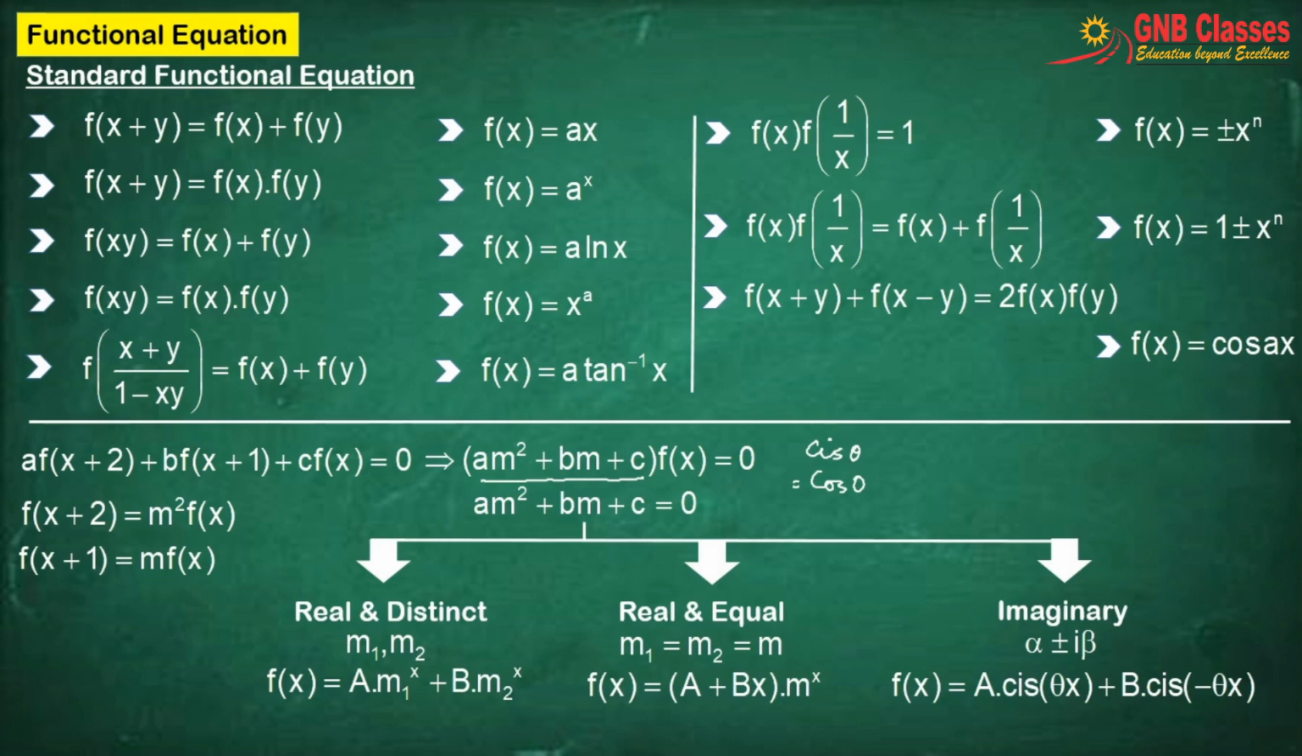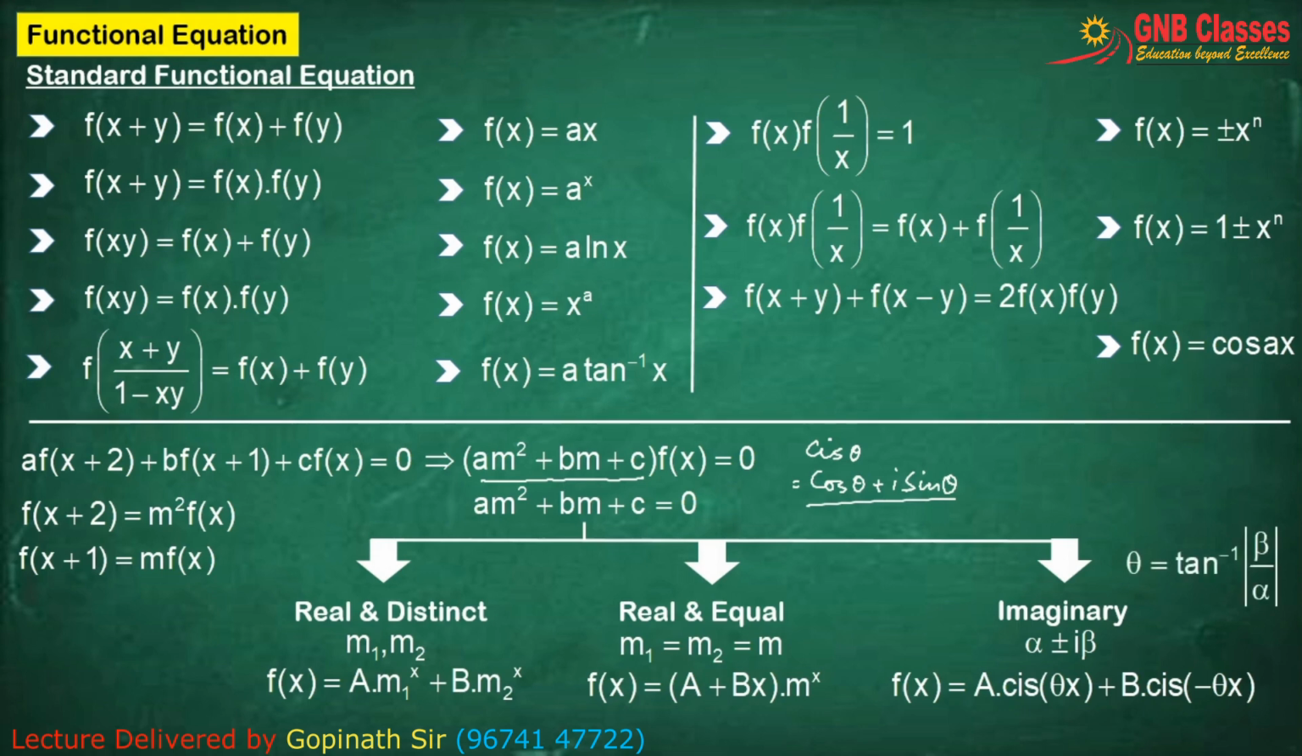Cos theta plus iota sin theta can be written as cis theta also. Now, what is theta? Theta is nothing but tan inverse mod beta by alpha. Okay, so if you can remember this much, I think your functional equation problems will get easier. Now let us start problems based on functional equation.